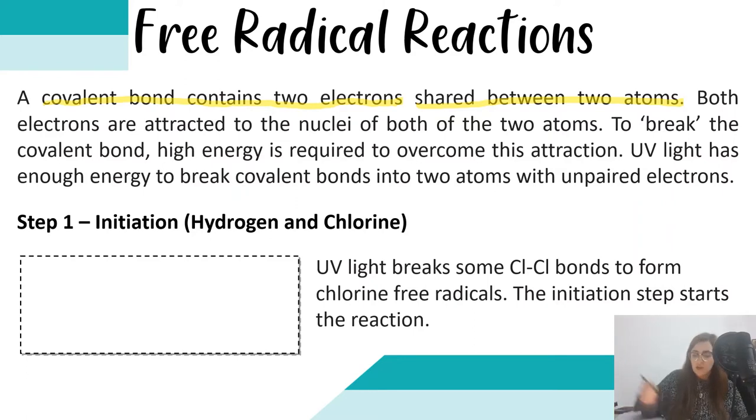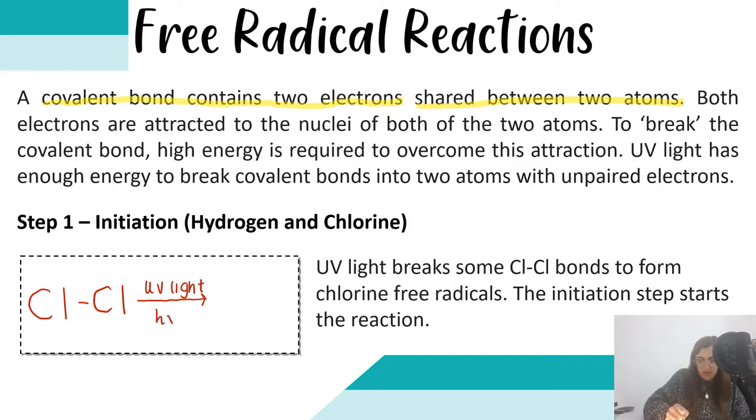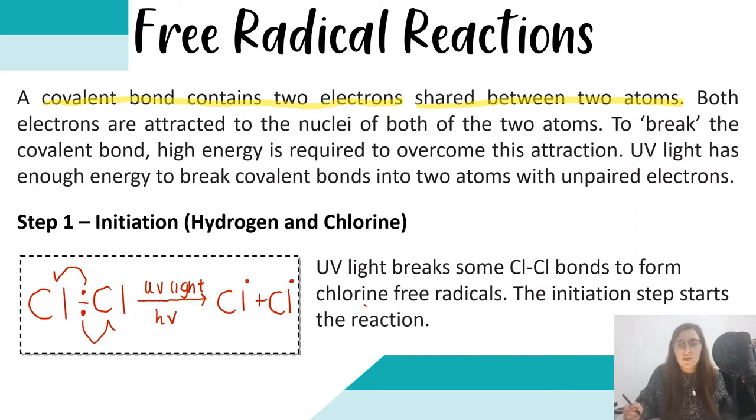unpaired electron each. So for example, if I was to begin with a molecule of chlorine, and remember chlorine is diatomic, if I expose my chlorine to UV light, and sometimes you see this as hν, my chlorine will break into two radicals. Which means, imagine there are two electrons in the covalent bond between your chlorines. One of these electrons will move on to one of the chlorines, and one of these electrons will move on to the other chlorine. So we end up with two chlorines, and each of those chlorines have an electron, just one unpaired electron attached to it.